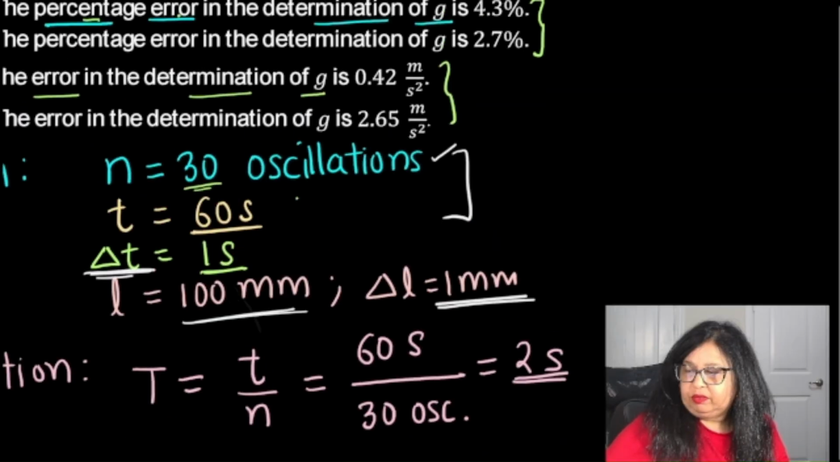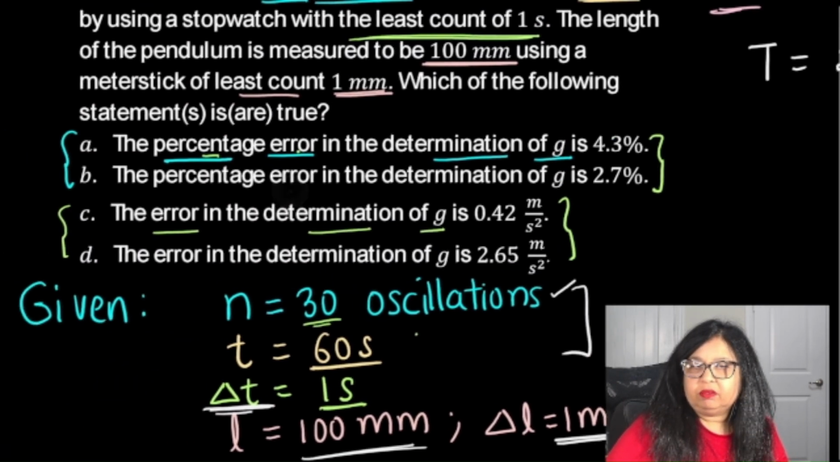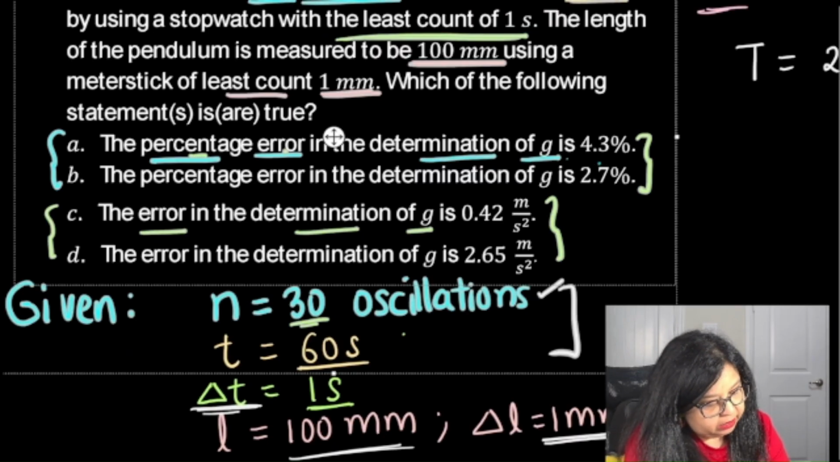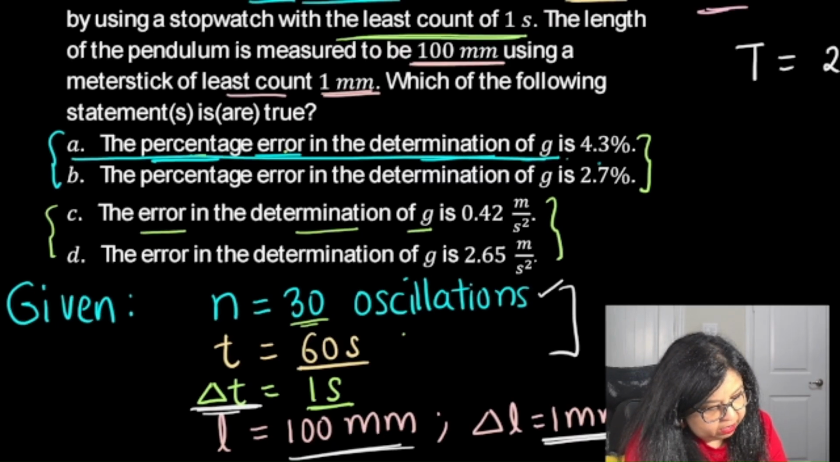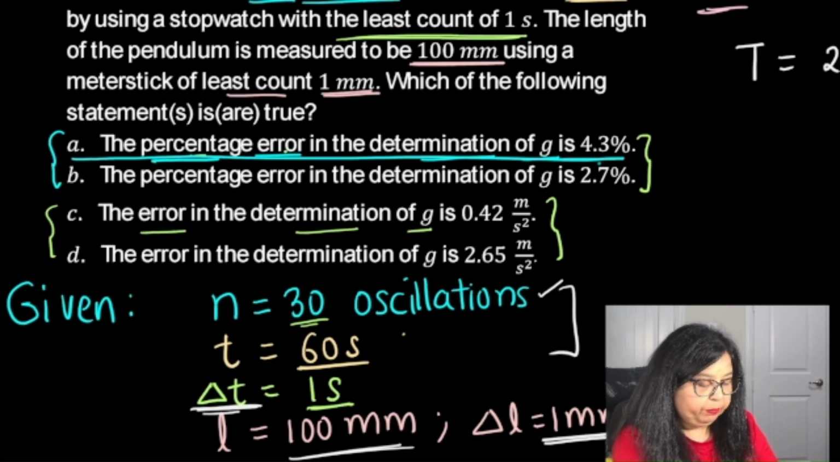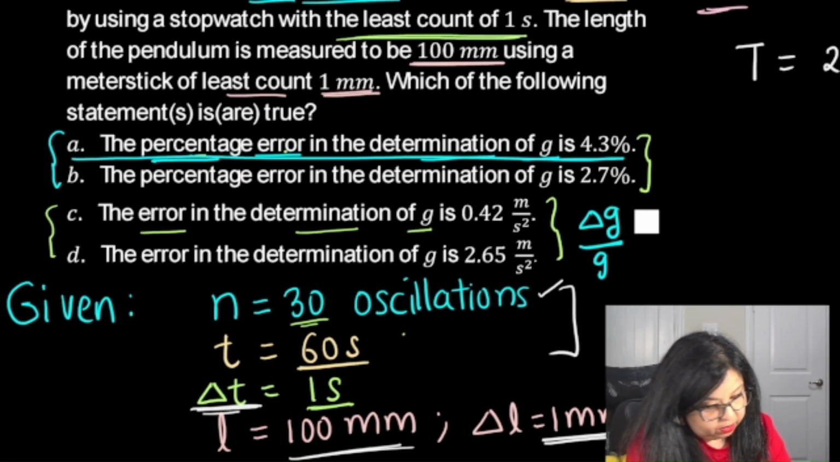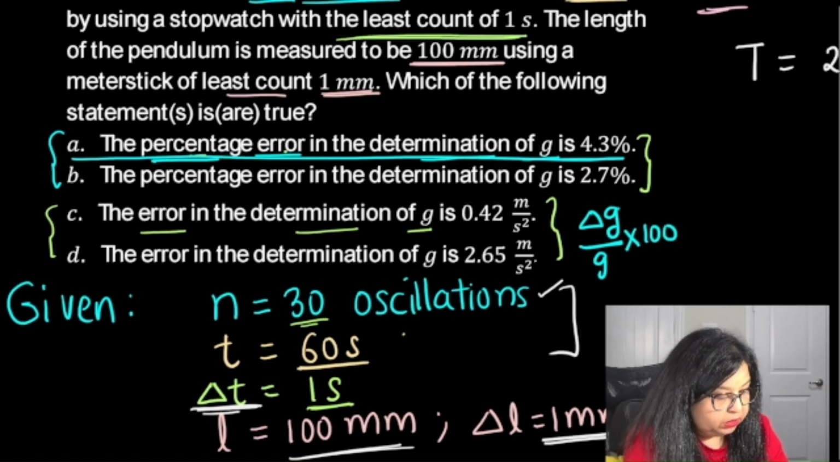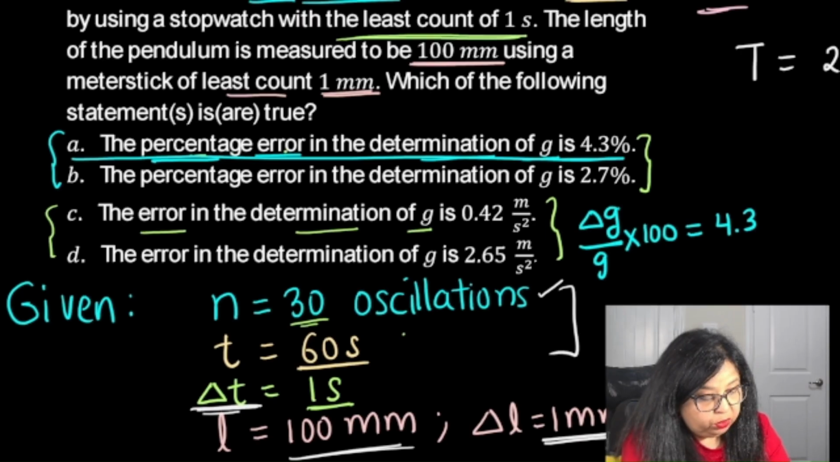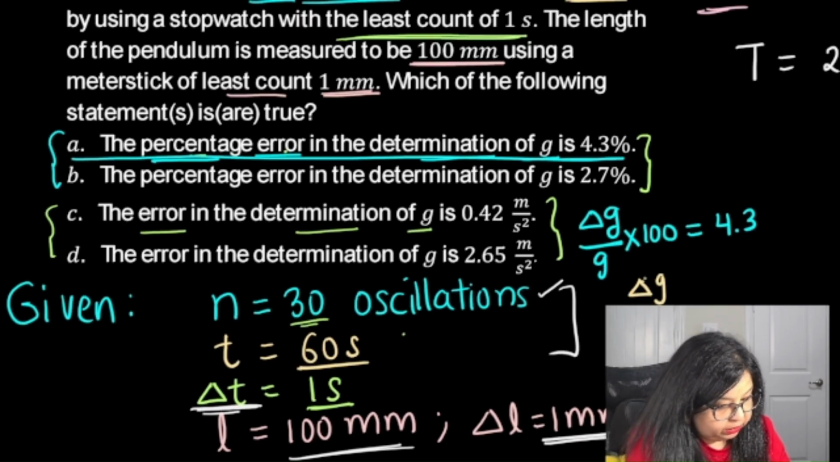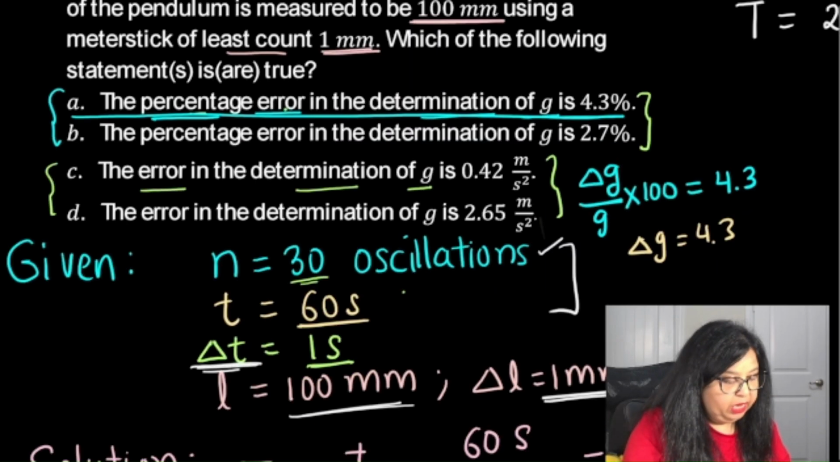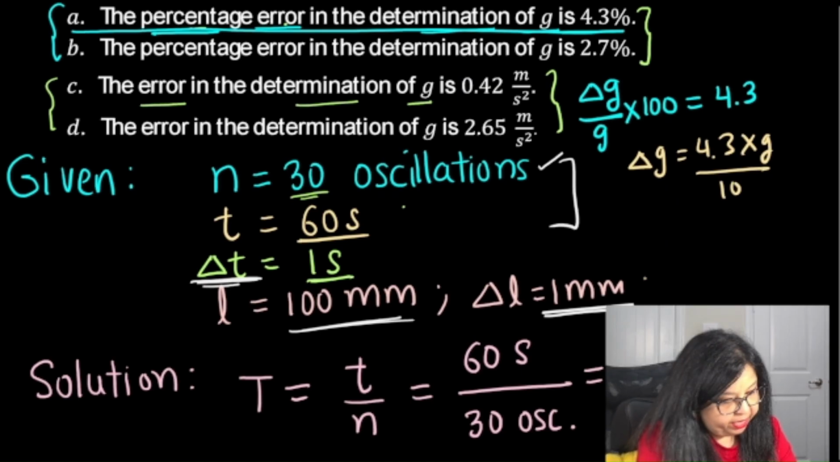Alright, let's look at our answer choices here and see if any of these is equal to 4.3. And indeed, this A, g is equal to 4.3%. Next, we are going to look at delta g's value. Now, just like last time, delta g over g. So we know that delta g over g times 100 is equal to 4.3. We just solved for it. We want to solve for delta g. From here, delta g equals 4.3 times g divided by 100.